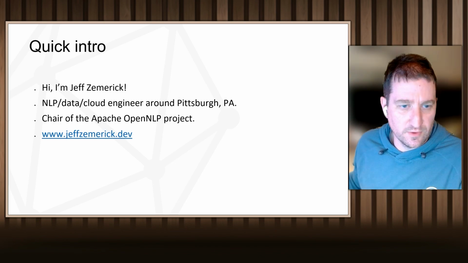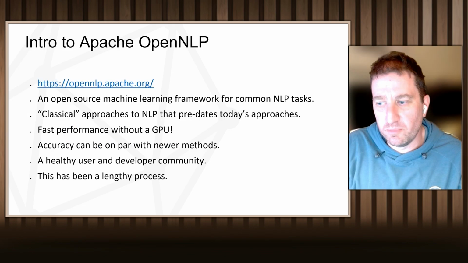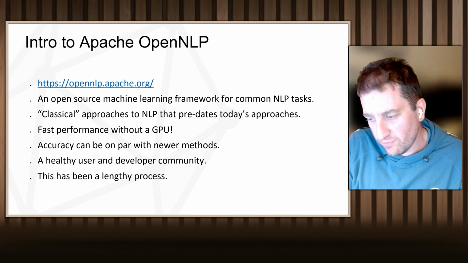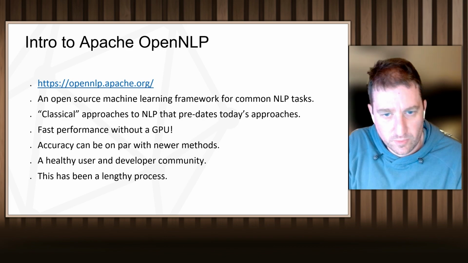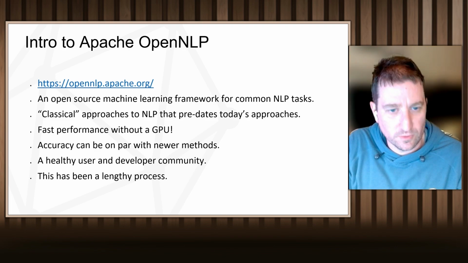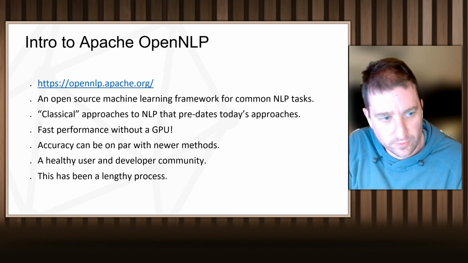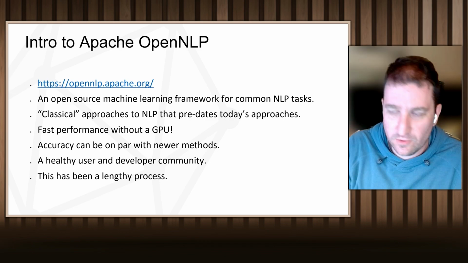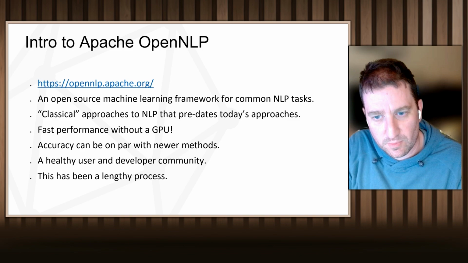So Apache OpenNLP, in case you're not familiar, is an open source machine learning framework for your very common NLP tasks like named entity recognition, document classification or sentiment analysis, and tokenization. It's what I like to call a classical library with its classical approaches. It's been around since 2008, 2009, somewhere through there. So it doesn't have all of the new cool fancy deep learning stuff in it, but that's not necessarily a bad thing.